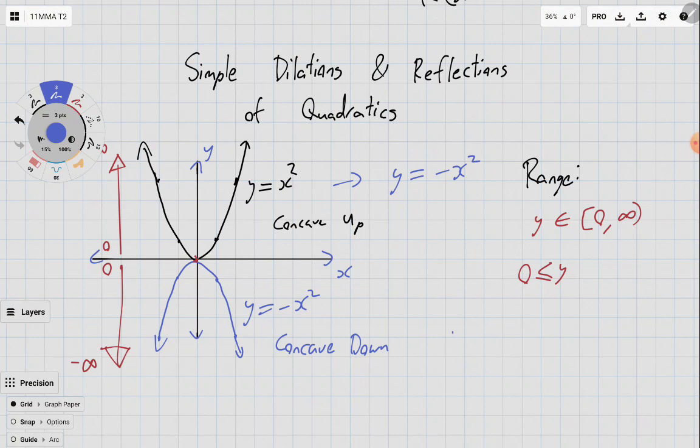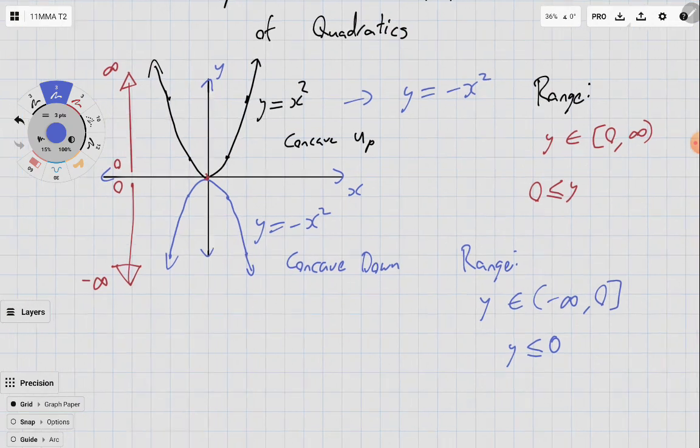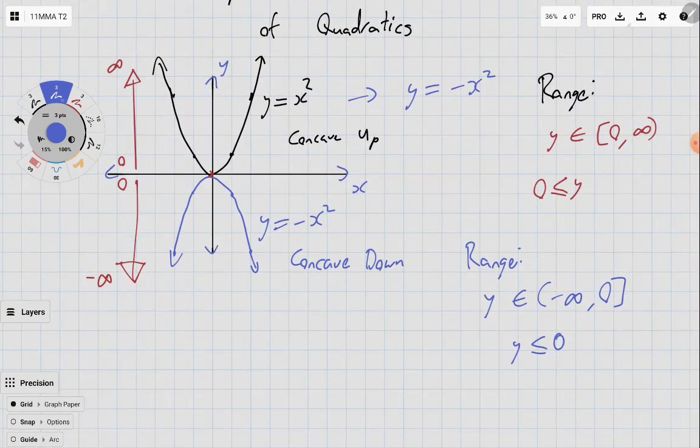So the range of the blue function is going to be y is in the range of negative infinity up to 0, or you can write that as y must be less than or equal to 0, but bigger than negative infinity. But you don't have to put the bigger than negative infinity because pretty much everything's bigger than negative infinity. Another thing you might notice is that this axis of symmetry, which is currently x equals 0, this vertical line that's going straight up the middle, does not change. So that, in fact, stays the same.